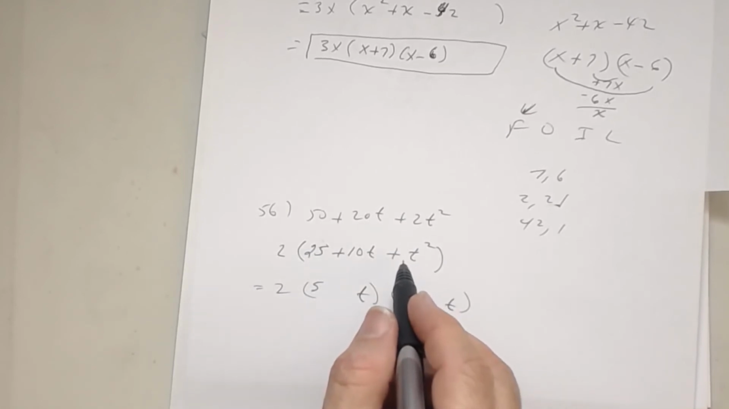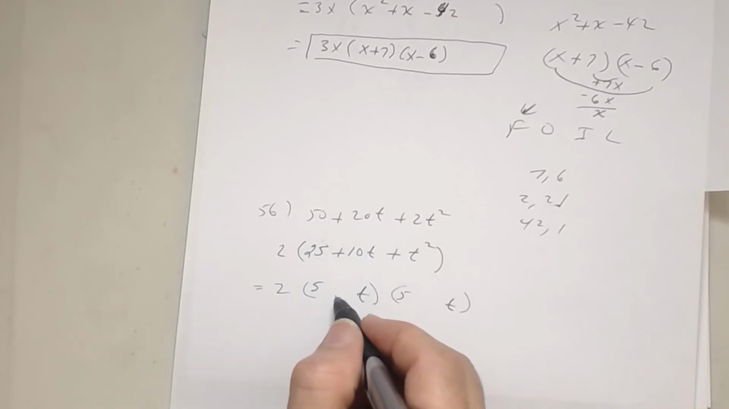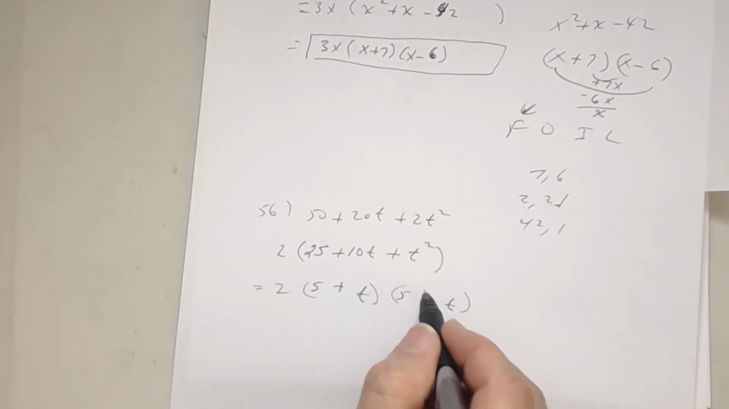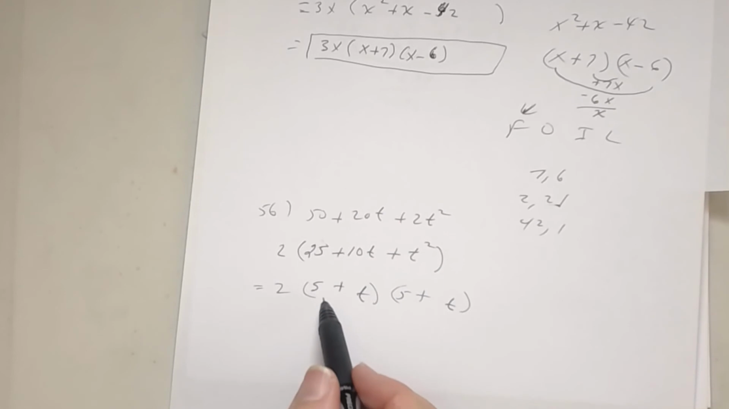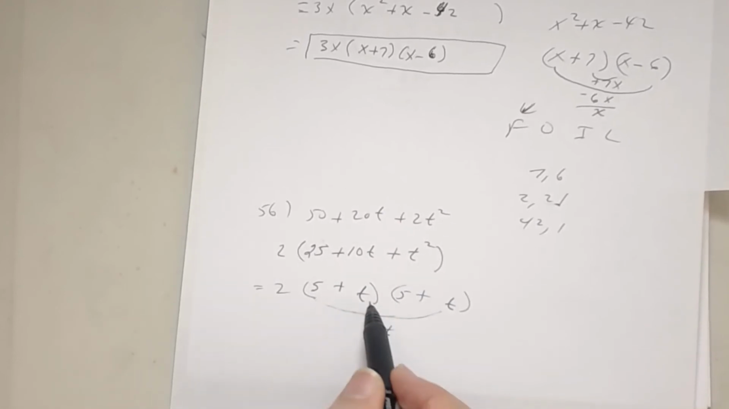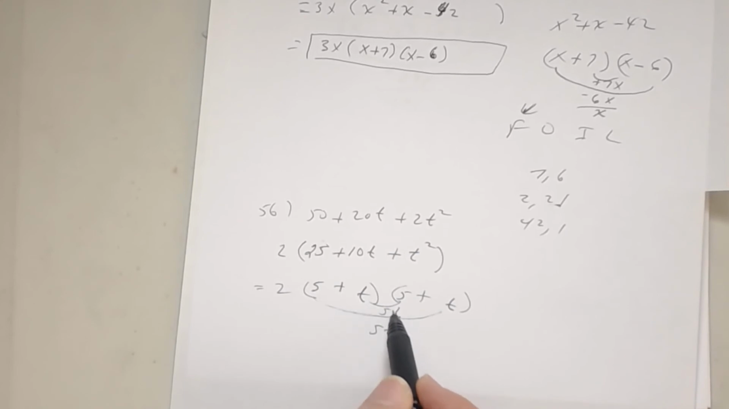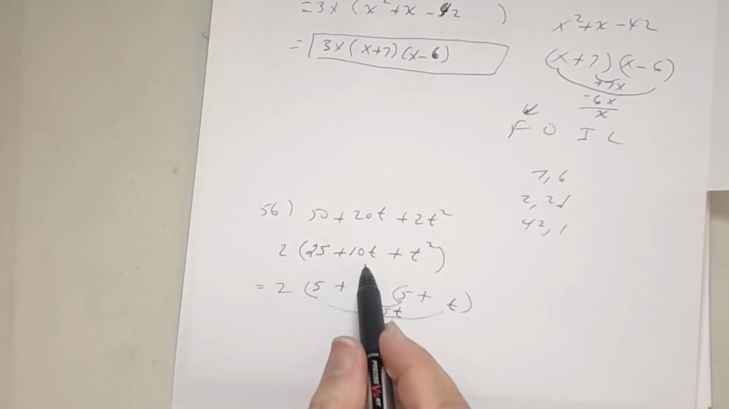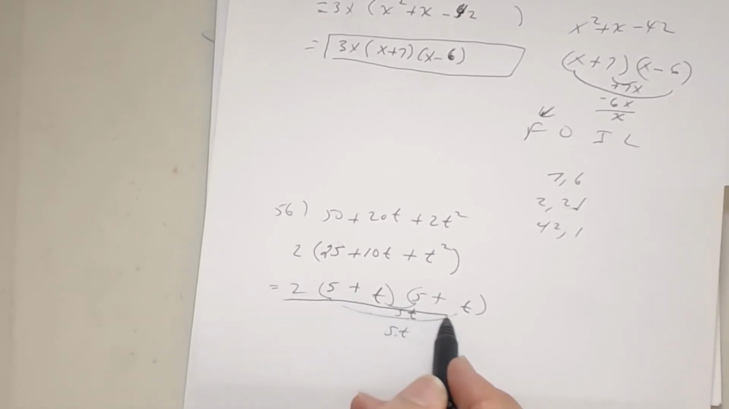t squared's positive. So that means the signs are the same in both. What? Positive. And you can check because the outer is 5t, correct? And the inner is also what? And when you add them up, do you get that 10t? Yeah. So here's your answer.